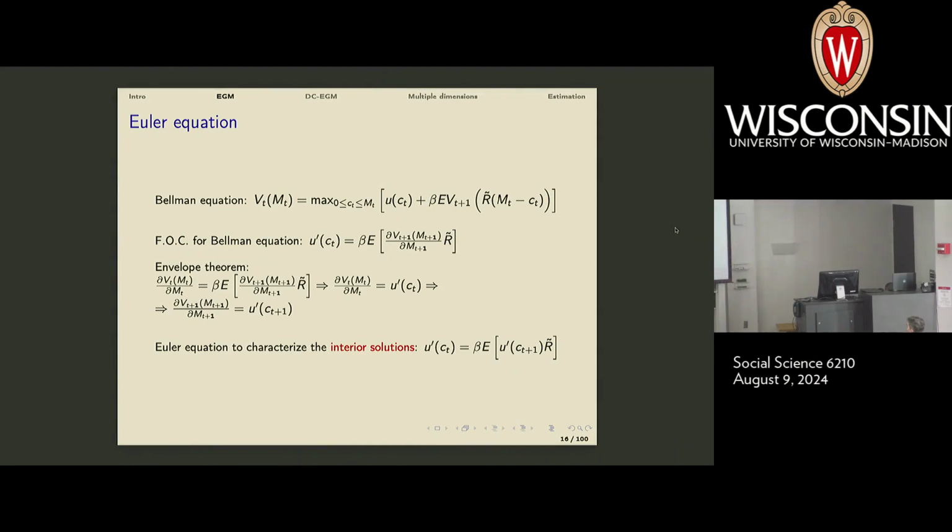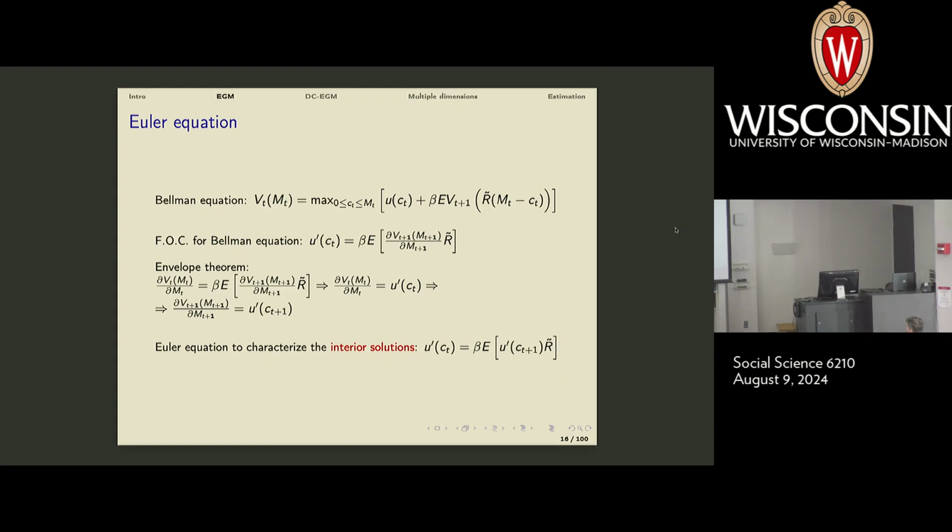Right. So just a quick reminder about the Euler equation. We have a Bellman equation. We have the maximization problem in here. If we write the first order conditions for this maximization problem, we get something like this. And I'm not going to be worried about the second order conditions for now. From the envelope theorem, we have this expression where we differentiate the value function itself. We notice that we get pretty much the same thing here.